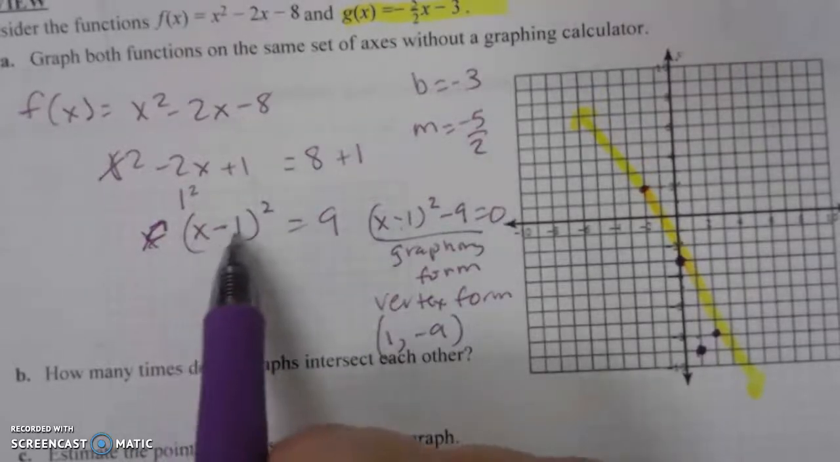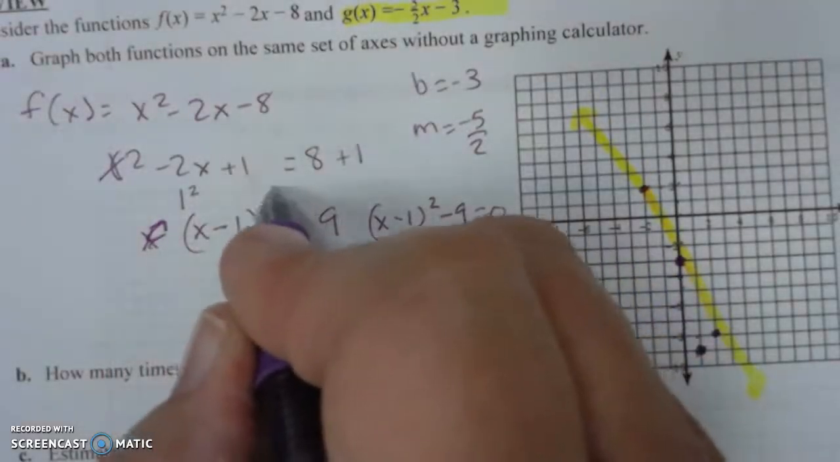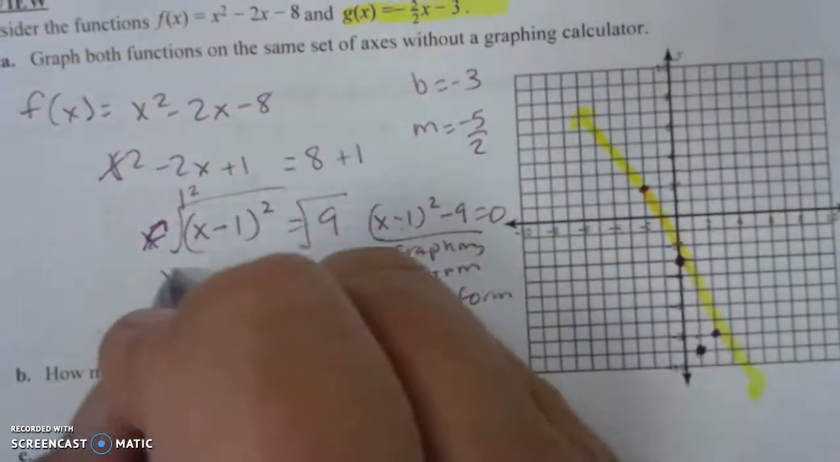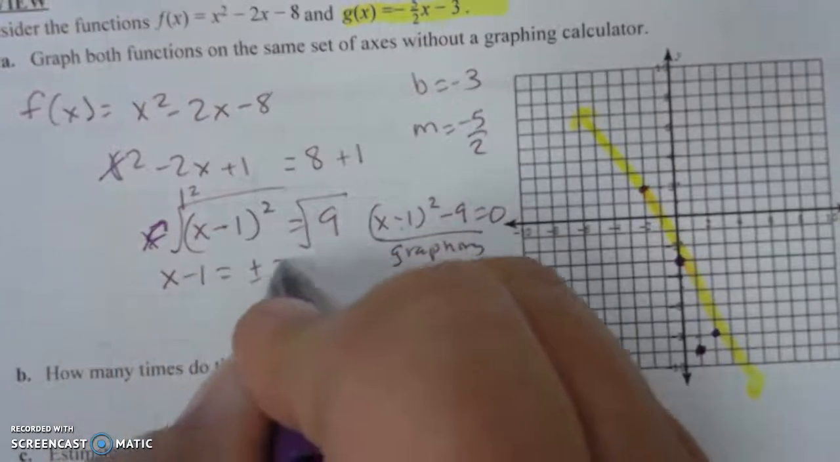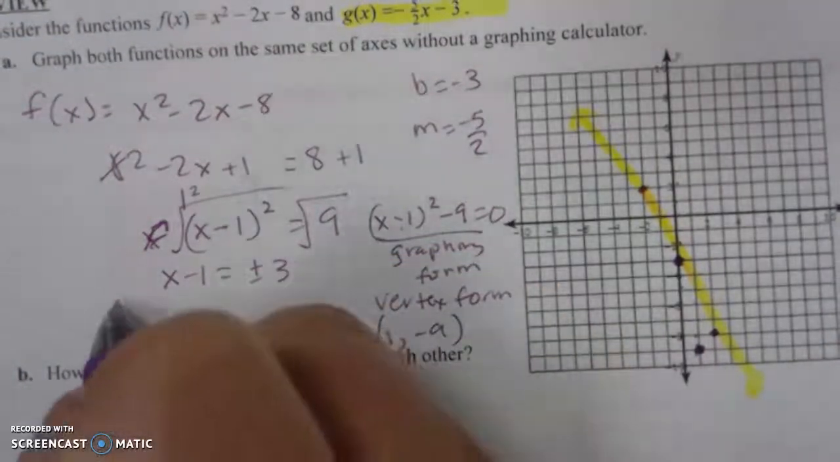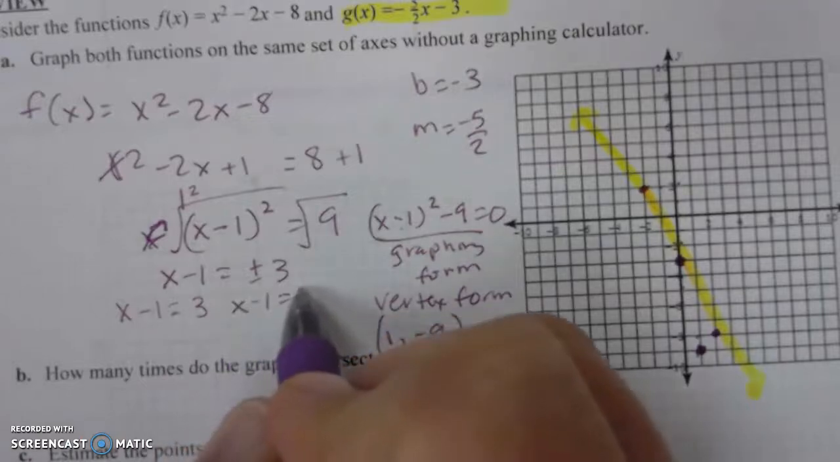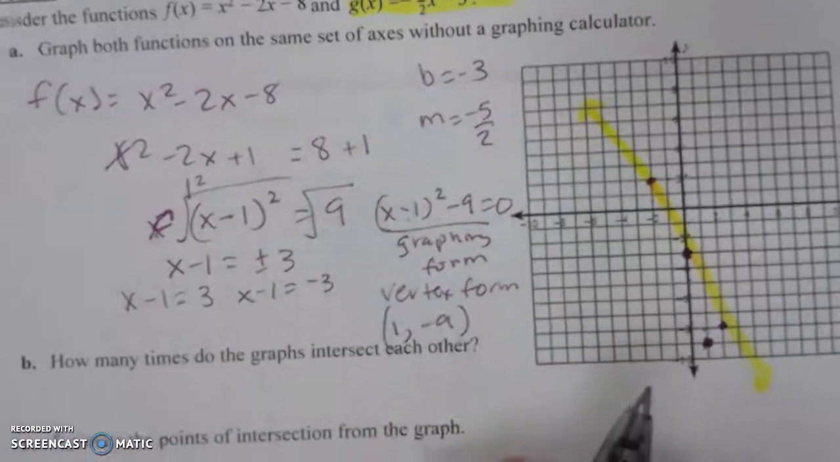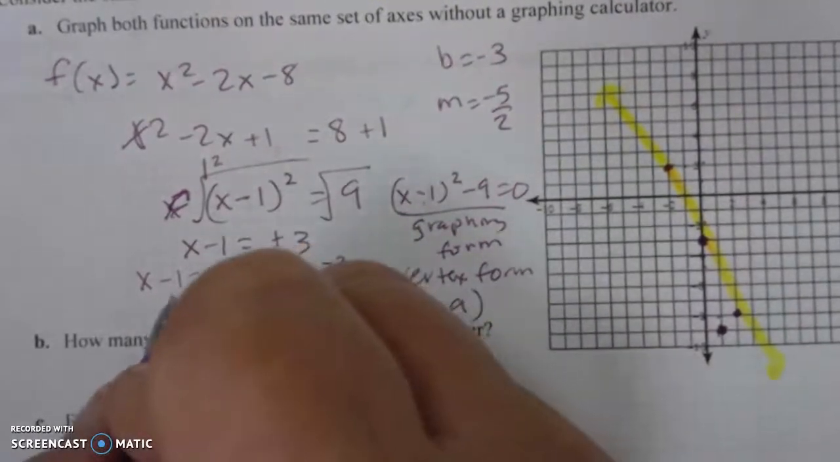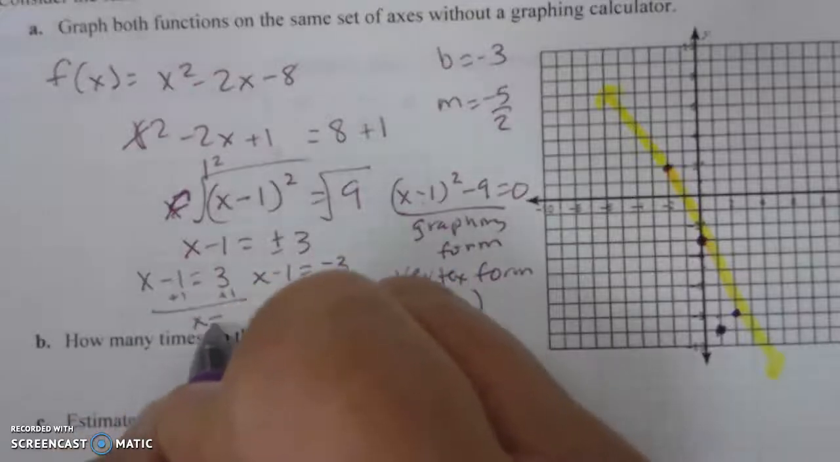Well, I can use this form right here and solve it by taking the square root of both sides. You get x minus 1 equals plus or minus 3. So we get x minus 1 equals 3, x minus 1 equals -3. And we're going to solve that. We're going to add 1 to both sides, and we get x equals 4.